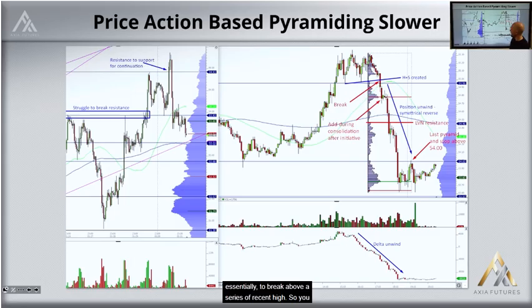This is a failure, essentially, to break above a recent high. So you've got to break above 54.9. It fails to go higher, that's what creates the head and shoulders and we start to break down. So if you played the break of the head and shoulders, you don't know precisely where you can add on to this trade, but you do know what you want to see.